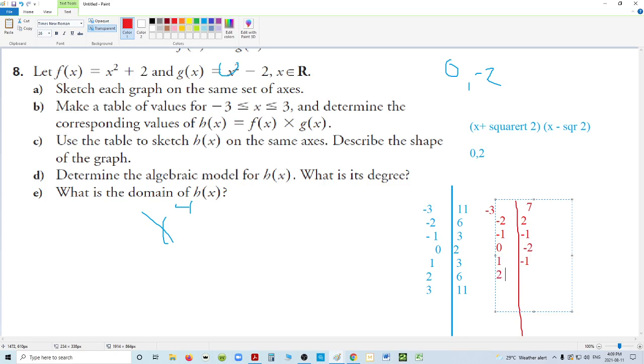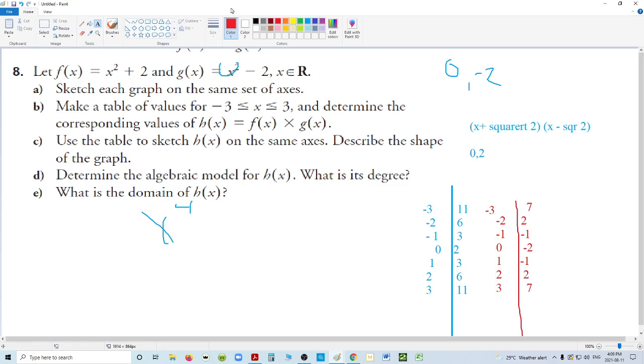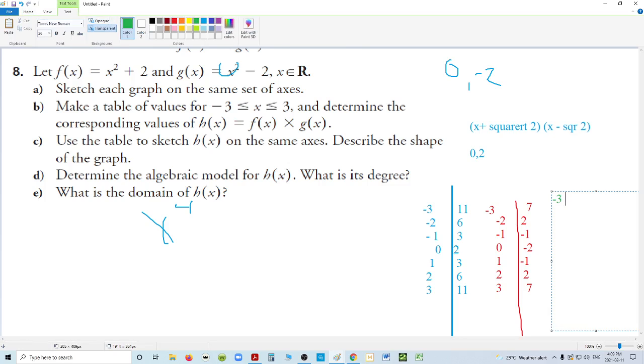And then they repeat. Okay, and then if you multiply these, and we'll just call this green, you're going to get x values that are like this. At minus 3, 11 times 7, 77. Minus 2, 6 times 2, 12. Minus 1, 3 times minus 1, minus 3. So we're into the negative now. At 0, we're going to get minus 4. At 1, we're going to get minus 4 again.